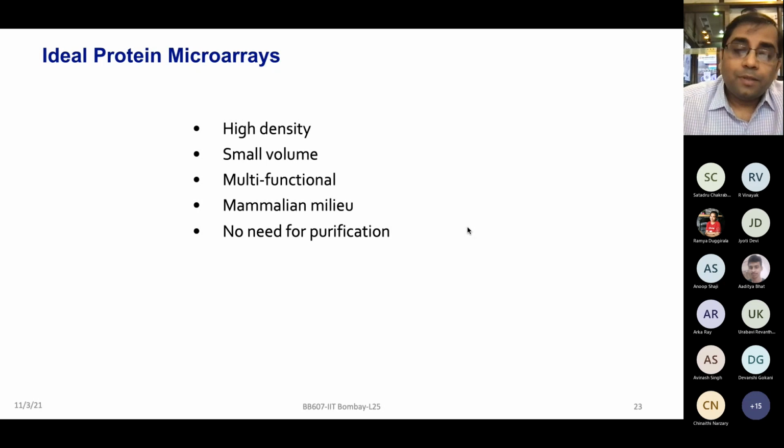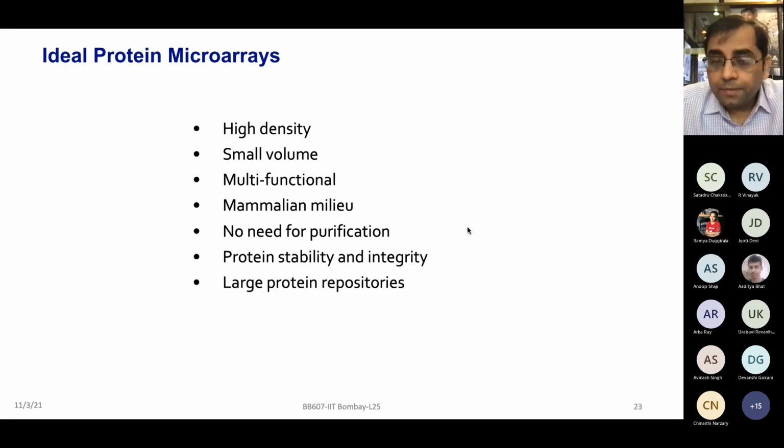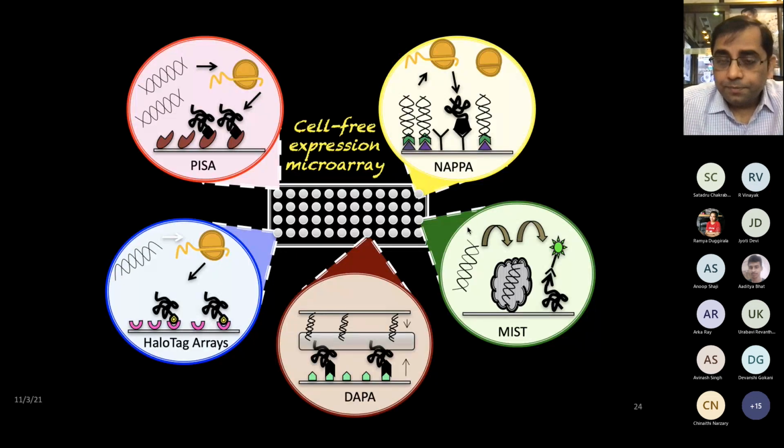So the major limitation or practical hindrance here is that you need to purify each protein one at a time, and only then will you get 100 or 1000 proteins to make the arrays. Is there a way that you don't need to purify the protein and still can work on arrays? How long will those proteins which you are purifying be stable and have integrity? Can you utilize large protein repositories available in different parts of the world and get as many clones or proteins as possible?